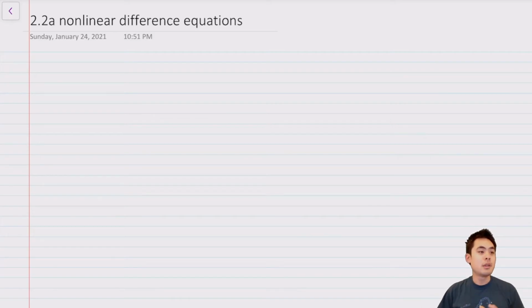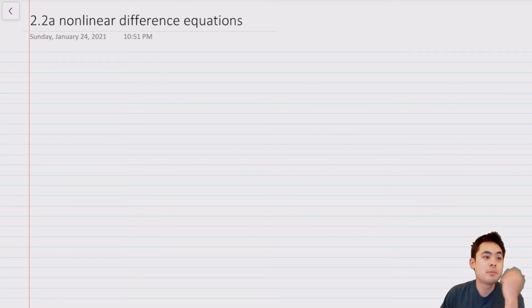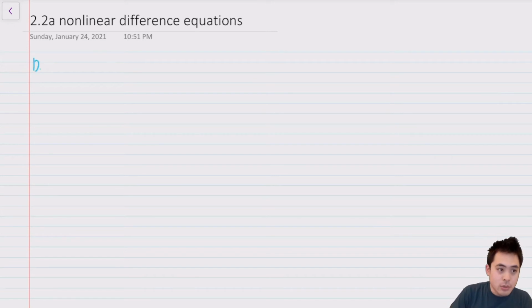Hi everyone! In the previous chapter, we learned about linear difference equations, and for those we could sometimes find explicit solutions. For nonlinear equations, though, we often have to turn to other kinds of analyses, such as notions of stability. And so that's what we're going to be doing in chapter 2. We're going to be looking at other types of analyses for nonlinear difference equations and systems of difference equations.